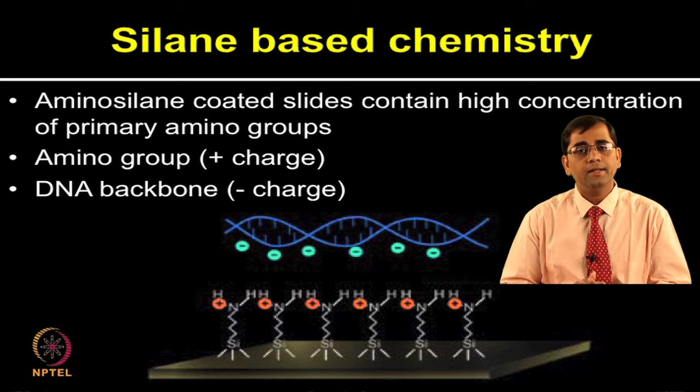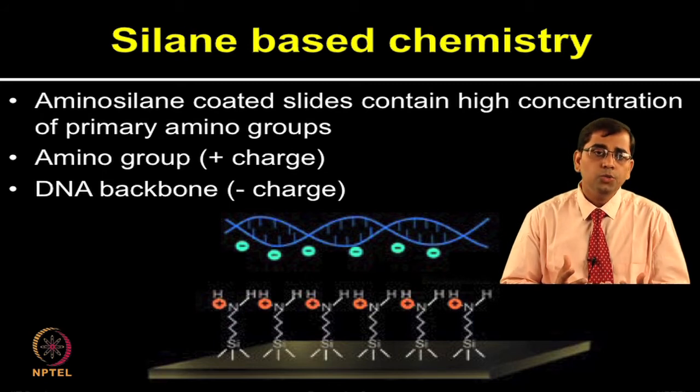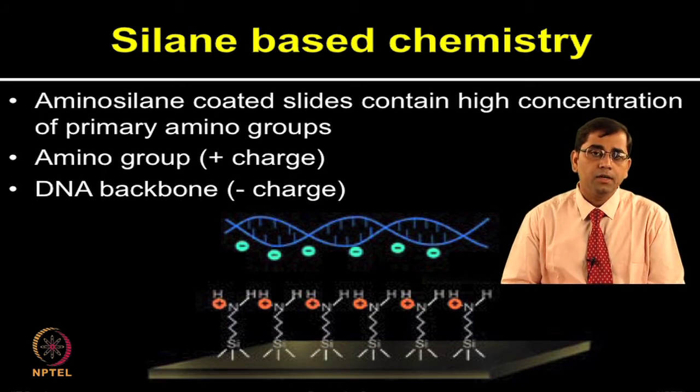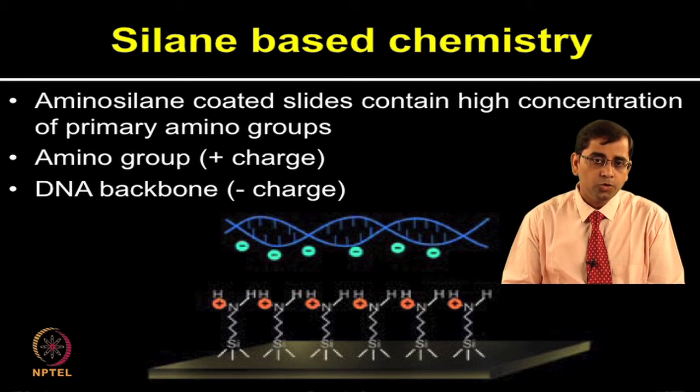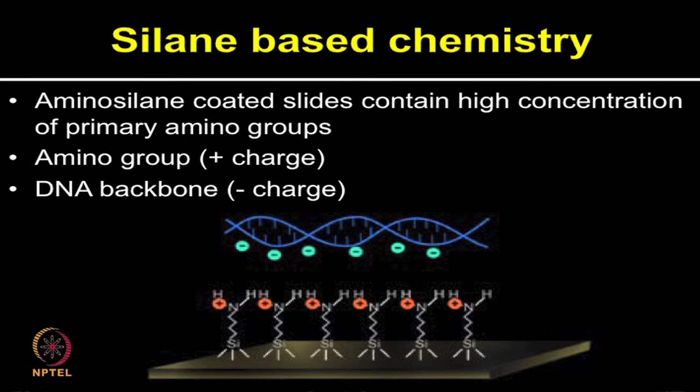One question that may arise is why should we use this chemistry? Amino groups provide a positive charge. When placed in contact with the neutral aqueous solution, the groups become positively charged. As you know, the DNA backbone possesses a negative charge. So, the DNA backbone forms multiple ionic interactions with the positively charged amino group coating, as you can see in this glass slide.